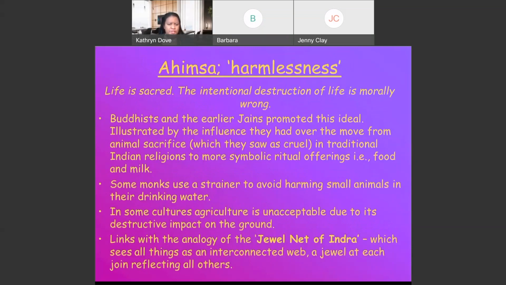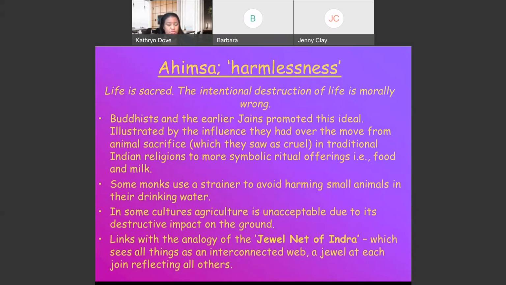Harmlessness. Life is sacred. According to the Buddhists, the intentional destruction of life is wrong. In fact, the traditional Buddhists used to do animal sacrifices, but then they moved away from that because they saw that as being cruel to the animals. So now, like more traditional Indian religions, they have a symbolic offering, such as food or milk. That way, they're not harming the animals like they used to.